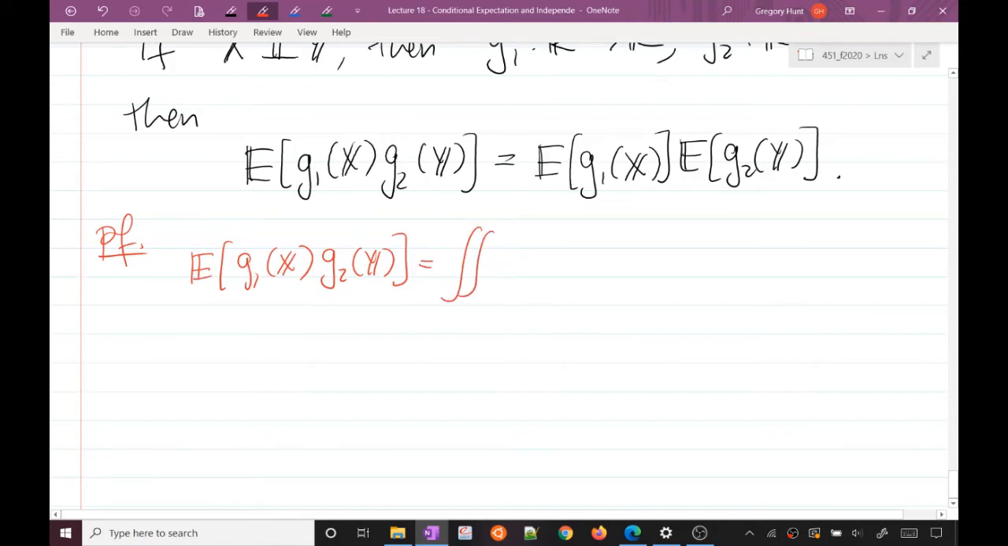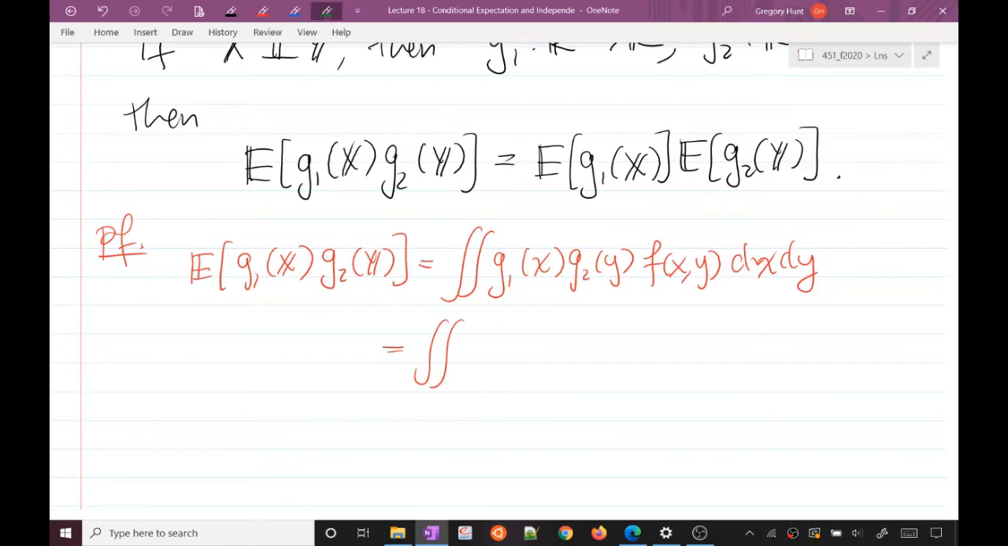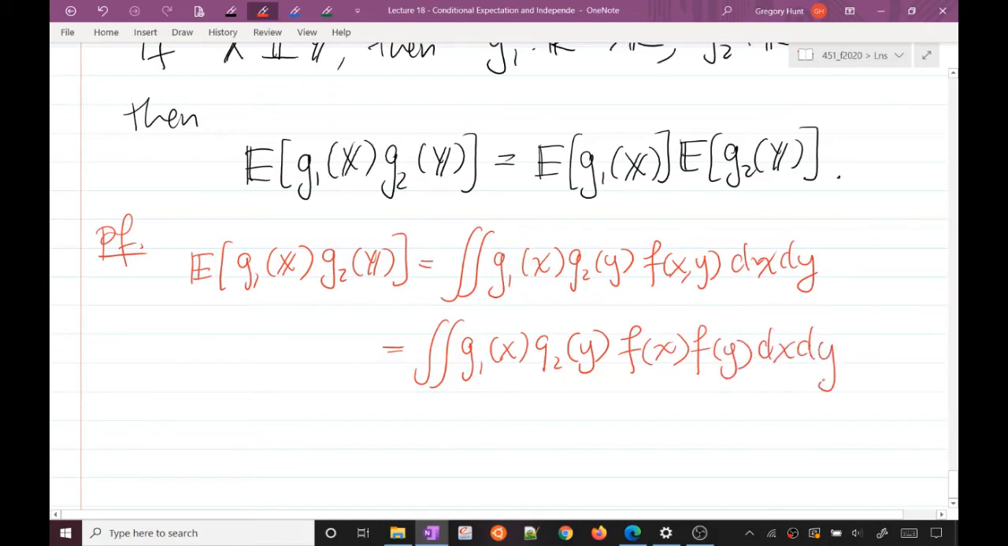This is a bivariate expectation, right? So we know how to do bivariate expectation: g1 of x, g2 of y times the joint f of x,y, and we integrate dx dy. Now, as an aside here, if x and y are independent, we still have g1 of x and g2 of y, but this joint can be factored as f of x times f of y. It can be factored as the product of the marginals.